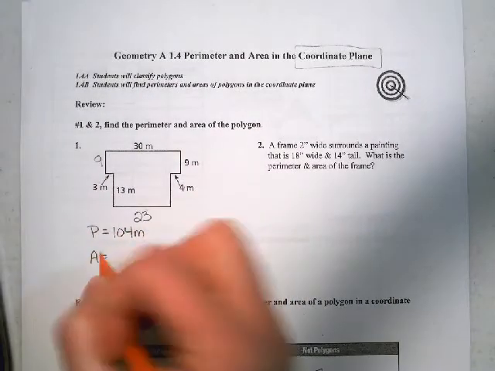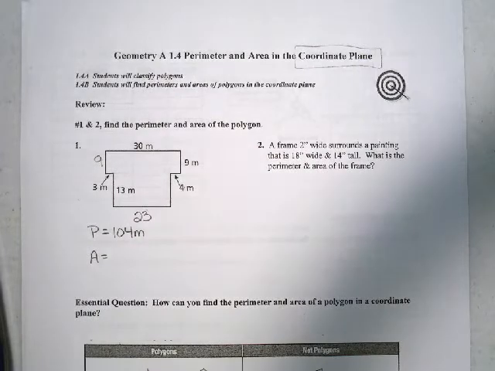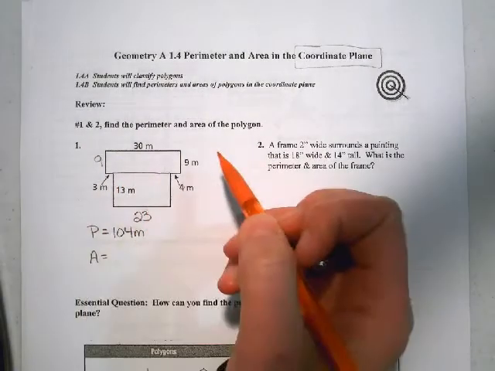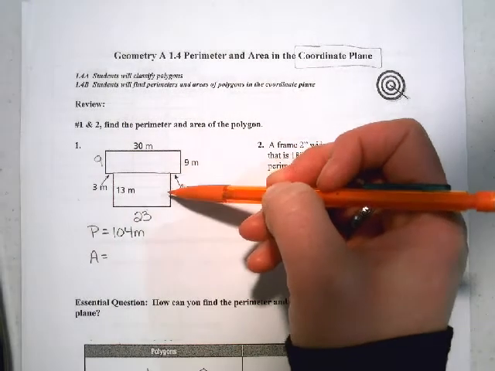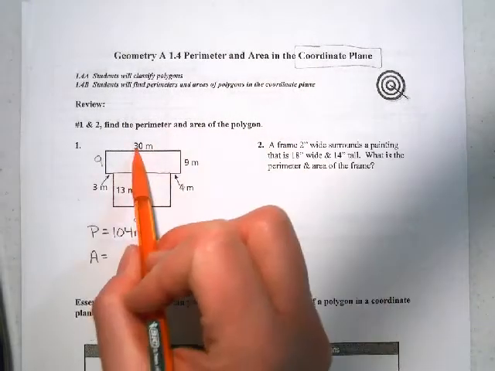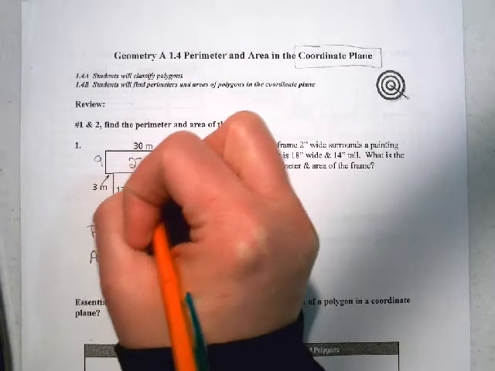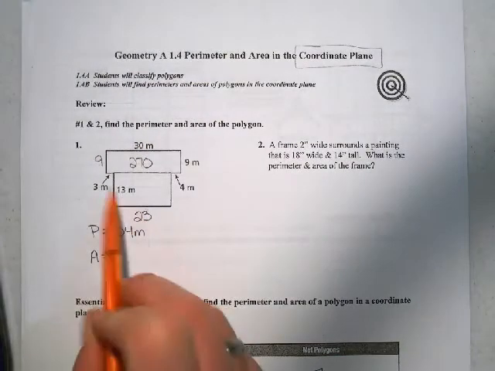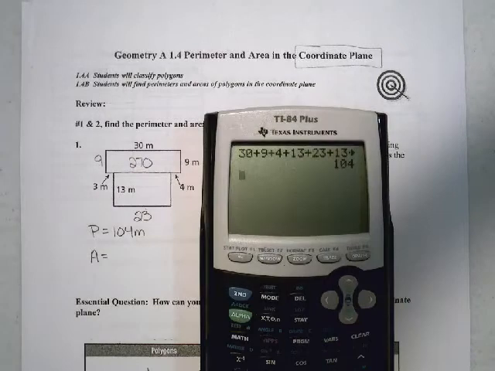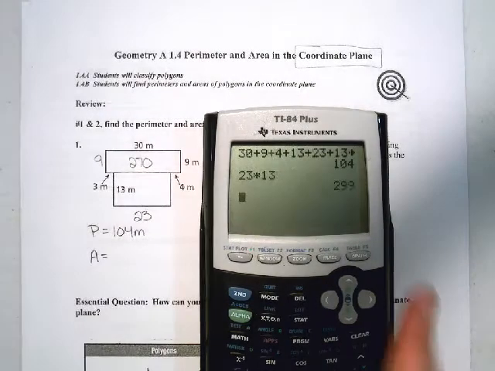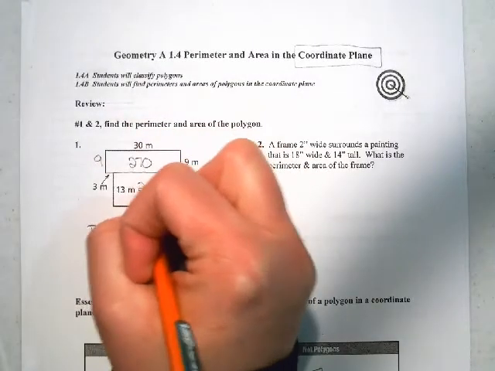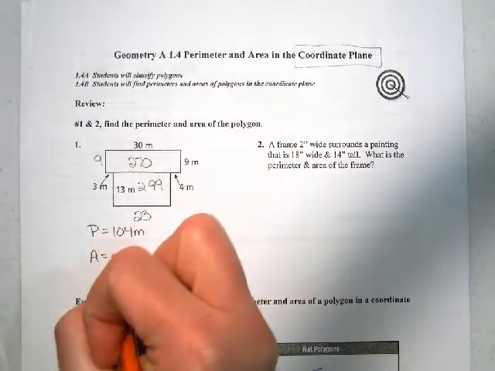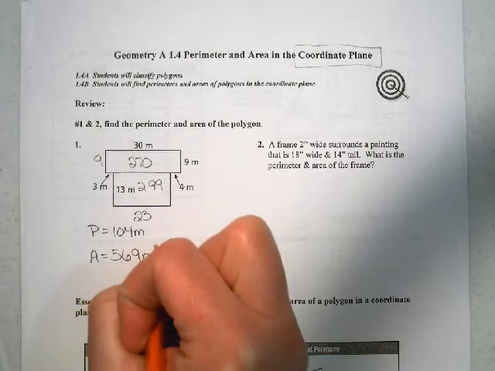And now for area, again, if we were together in class, I'd be asking for some of your suggestions, but hopefully you're thinking that you would draw a line right across here and that you would cut it into two shapes. So if we find the area of the top, we would go 30 times 9, which is 270. And then if we do the area at the bottom, that's 23 by 13, and I don't know that one off the top of my head. So 23 times 13 would be 299. And then I would just add these two together. So if I add those together, I get 569 square meters.